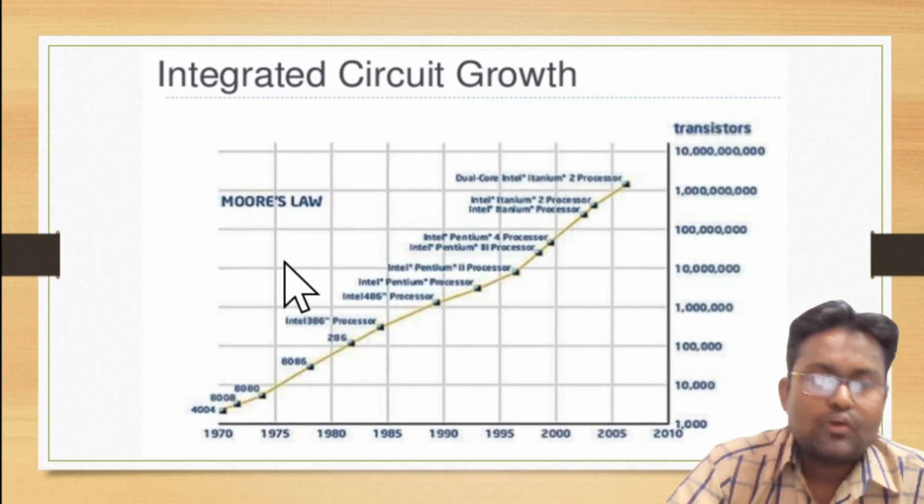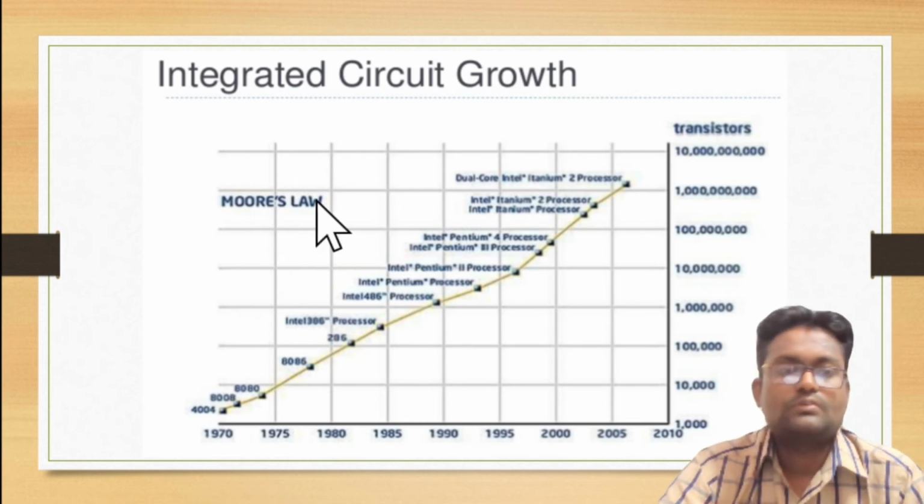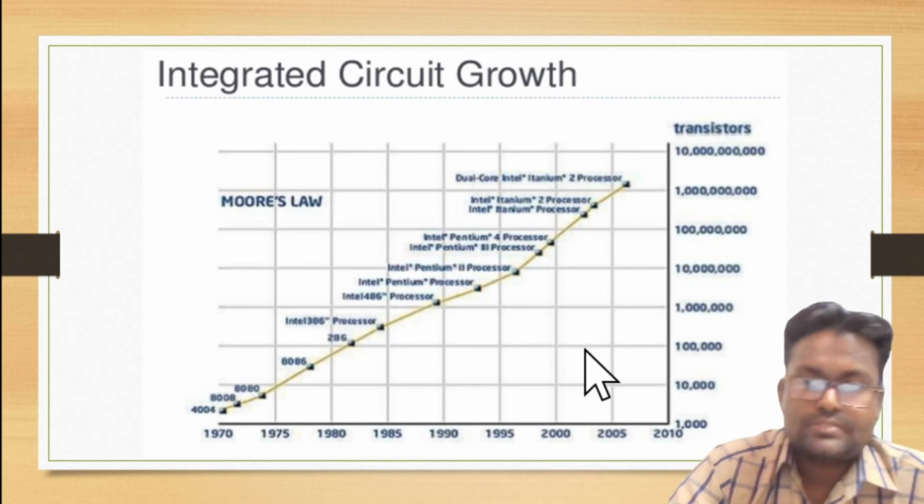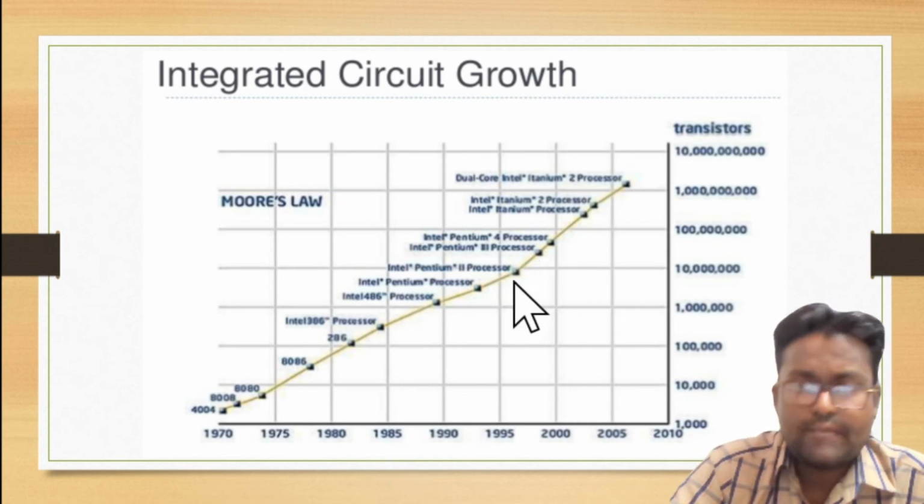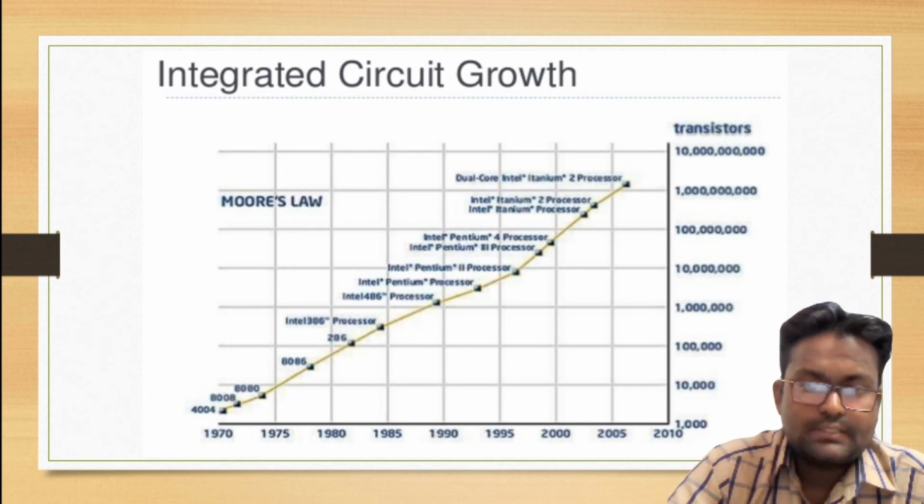According to Moore's law, the number of transistors in a single chip doubles every 18 months. This graph represents Moore's law.